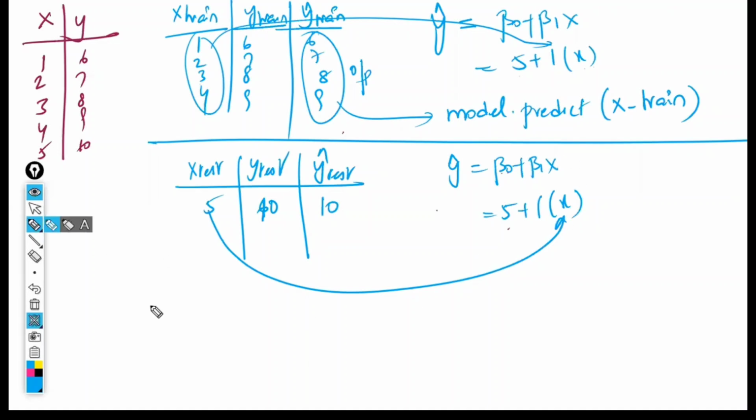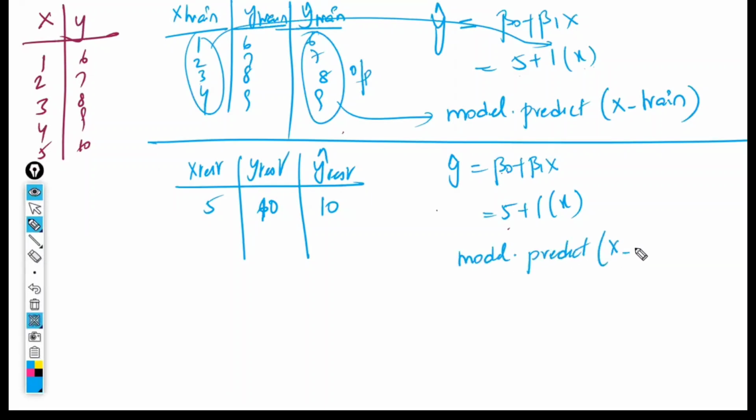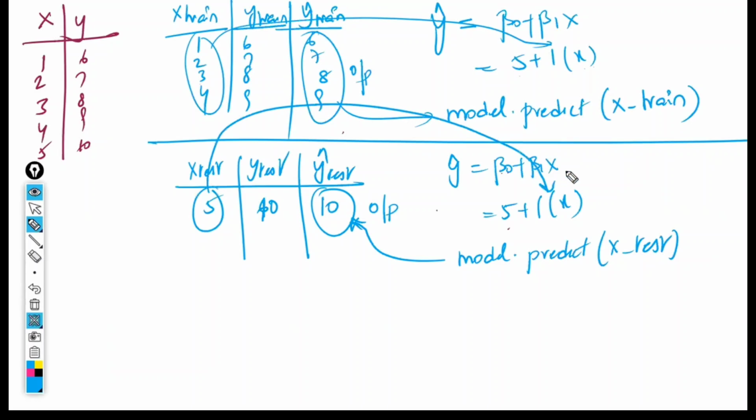So for this, what is the Python code you have to write? Model dot predict on the x test. This is the Python code and this is the output. If you write the code, this will be the output. In the backend, this x test value, whatever is there, it is substituting in the equation, the model equation. Done? Completed? Now, this prediction also is completed.